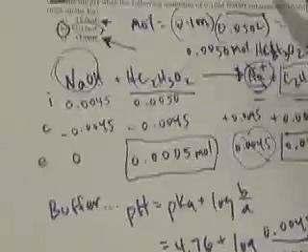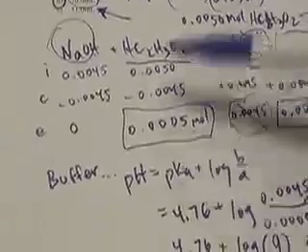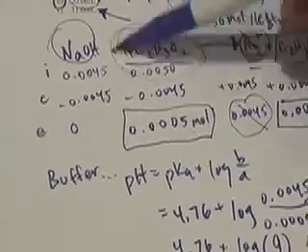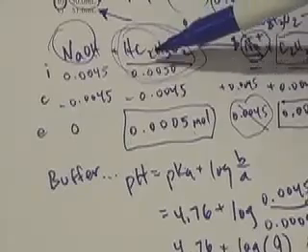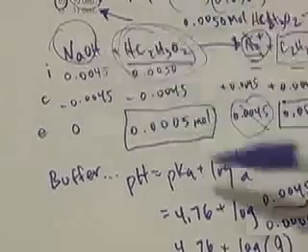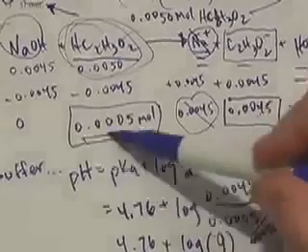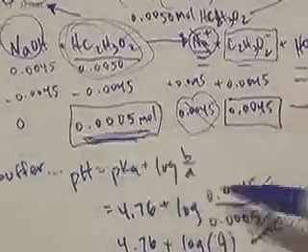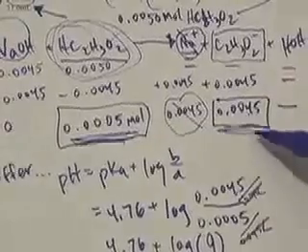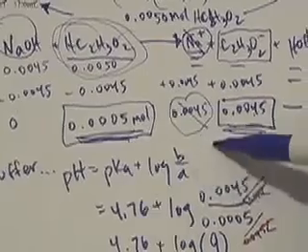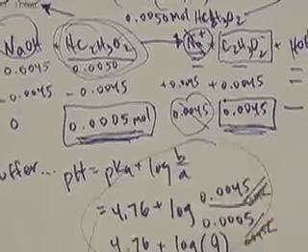And then lastly, this happened in letter A, if there's more weak acid than there is of the strong base, then you're going to end up with a buffer solution, because you'll end up with some of that weak acid along with some of its conjugate base remaining, and the buffer solution can be calculated using the Henderson-Hasselbalch equation.